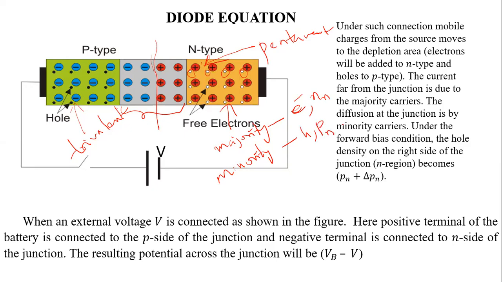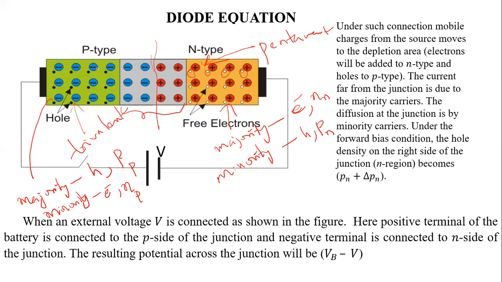And on the p side, we have majority charge carriers as holes. The holes have a concentration denoted as Pp. The minority charge carriers in the p side are free electrons, and the concentration of such minority free electrons is denoted as Np. N is for free electron concentration, and the subscript P means the free electron concentration in the p region.